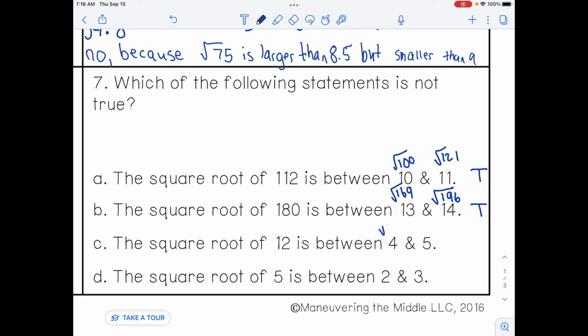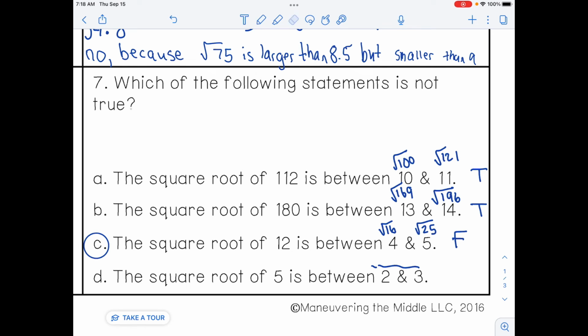The square root for 4 is 16. The square root for 5 is 25. Does 12 fall in the middle? No. 16 is larger. It doesn't fall in the middle. This is false. I don't even have to work this one out because I found my false answer.